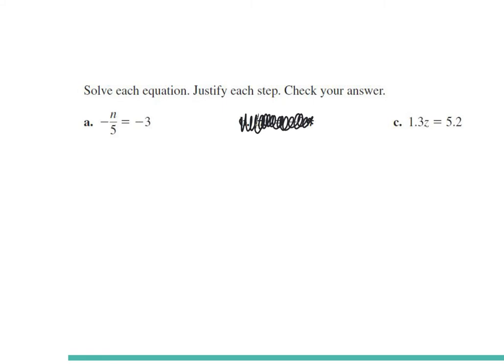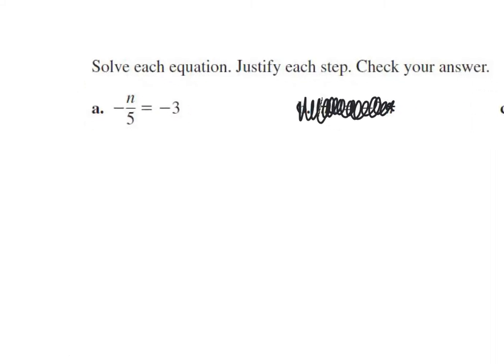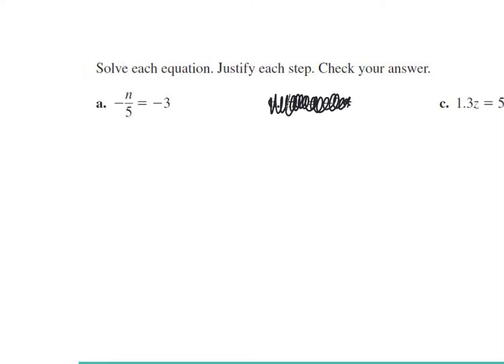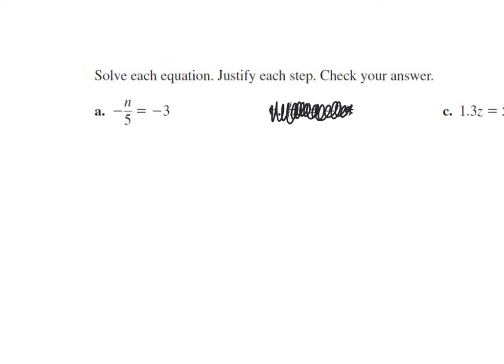In A, we've got negative n divided by 5 equals negative 3. First, let's identify our variable. In A, what is our variable, Isabella? Very good, it's n. Now, n is on the left side. What else is on the left side? There's that 5 and that negative. Does anyone have any ideas of what we could do to get rid of that 5 and the negative sign?